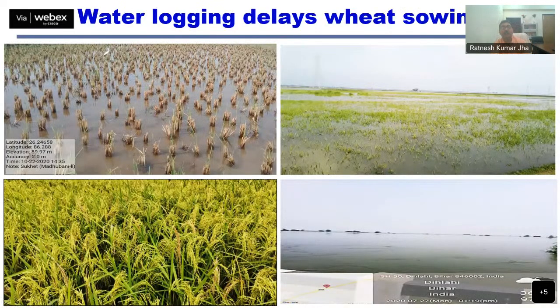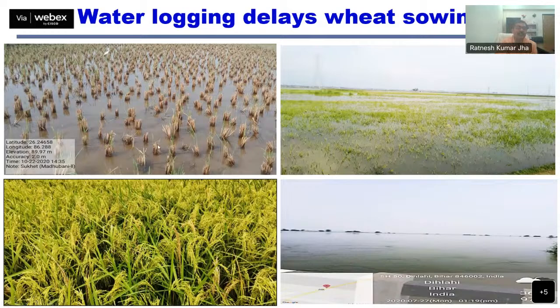And you see there, water logging delays, so there are four situations. In the last slide you see there is flood and the water will recede. In the second slide, rice is there, but it will again delay the wheat sowing. And in this one, rice is very good, but since it is long duration rice, it will again delay the wheat growers in sowing wheat.